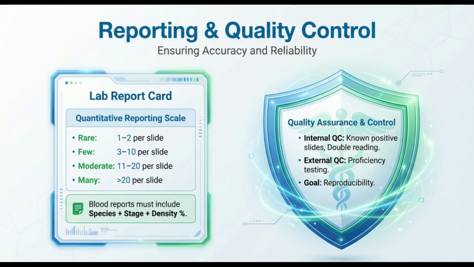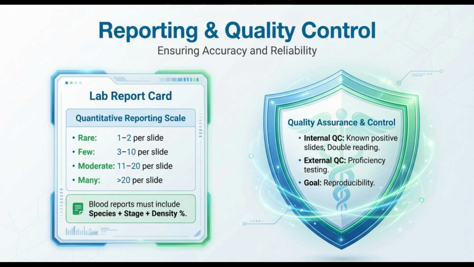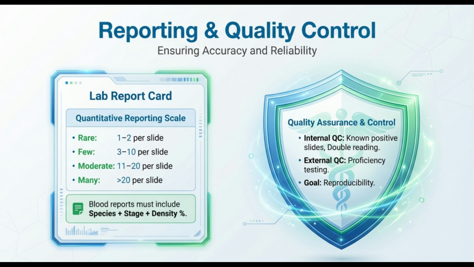And that brings us to our final section, reporting and quality control. Finding the parasite is one thing, but ensuring your findings are accurate, reliable, and communicated clearly is the final, essential piece of the puzzle. So let's talk about the lab report card. Our reports can't be subjective. We use a quantitative reporting scale: rare, few, moderate, many, so everyone is speaking the same language. For blood reports, we need to be even more specific.